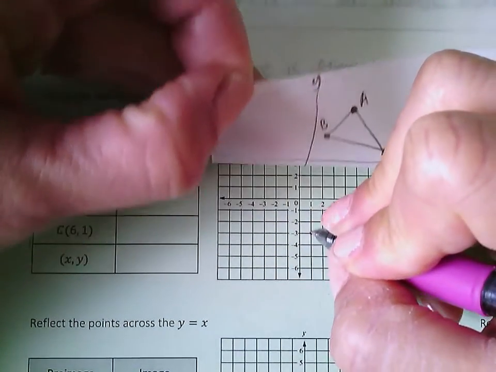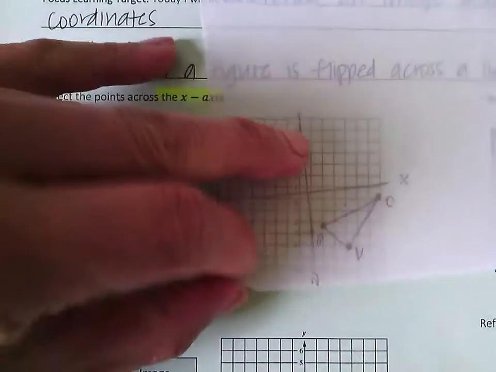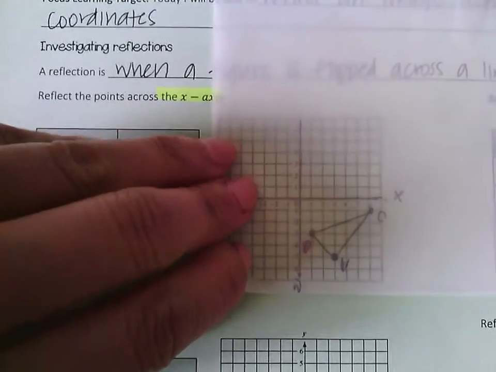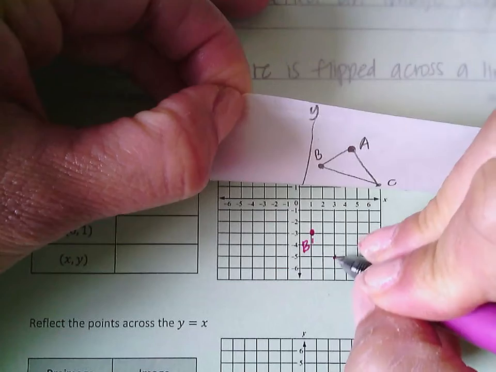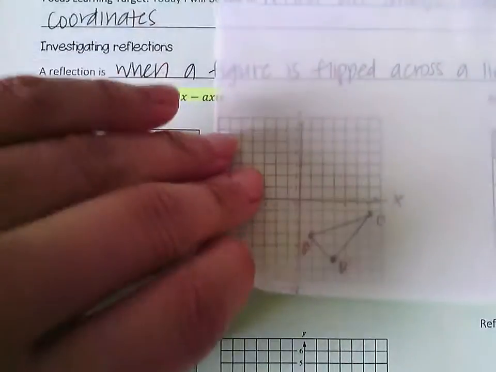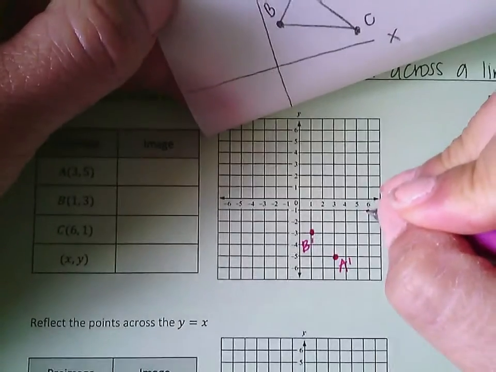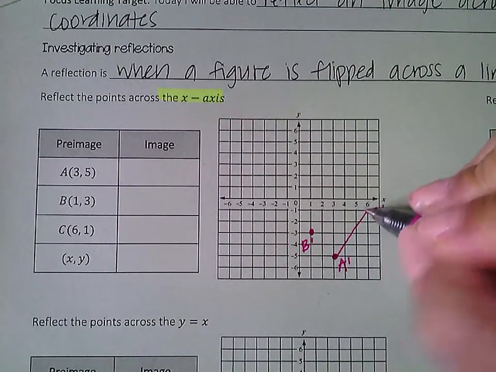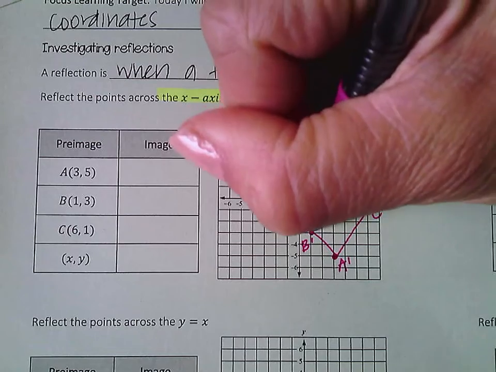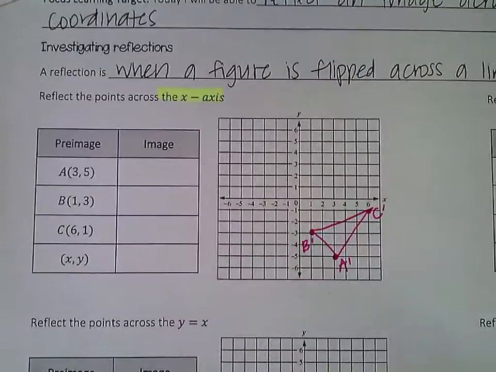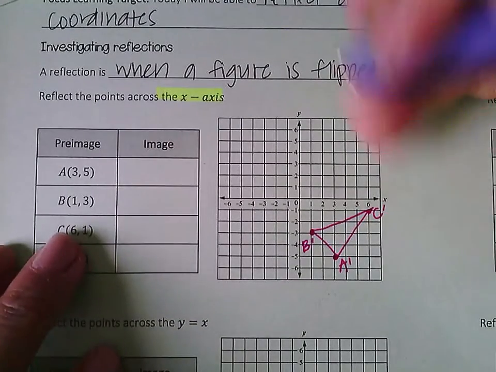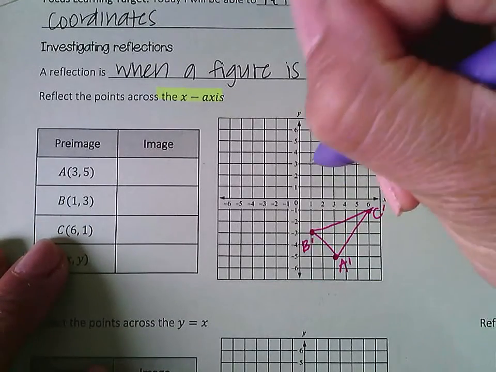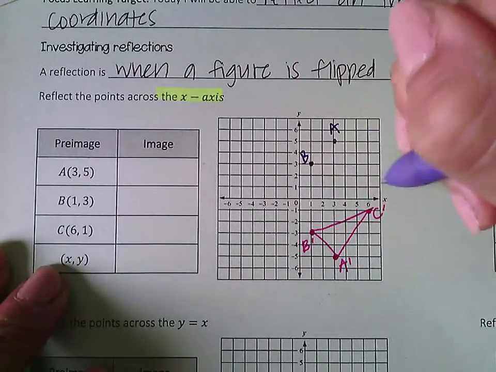So we have, that one is B prime, so that's our image now. We're going to go and draw our A prime, and then our C prime. I'm going to go ahead and draw our new triangle. I'm going to go back and graph the original. So 3, 5 is A, 1, 3 is B, and then C is 6, 1.